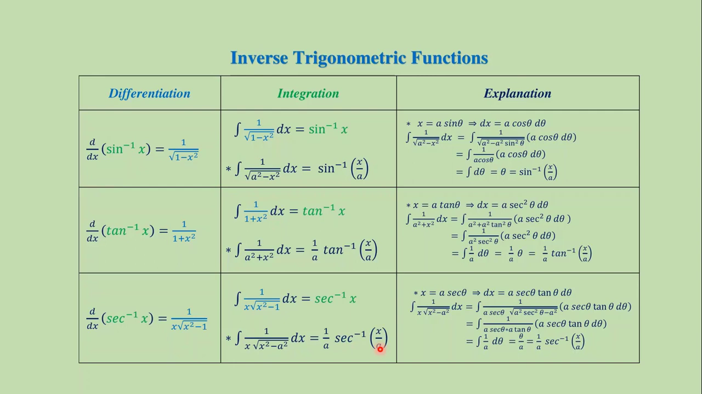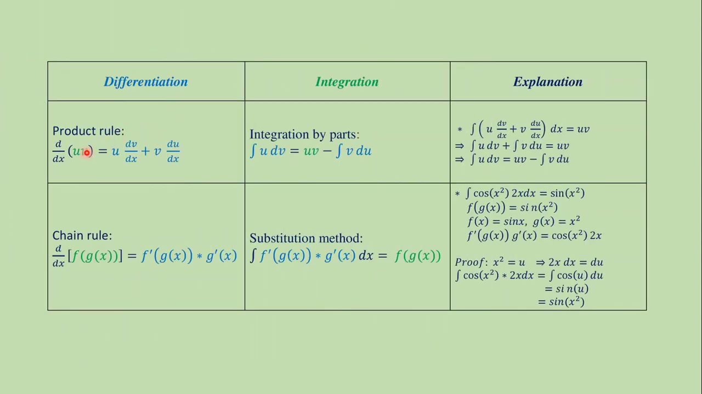For differentiation, the product rule is d/dx of uv equals u times dv over dx plus v times du over dx. So if we integrate this one, we should get back uv. So integration of that term equals uv. Now if we cancel dx, then we get integration of u dv plus integration of v du equals uv. So integration of u dv equals uv minus integration of v du, which is the formula for integration by parts.